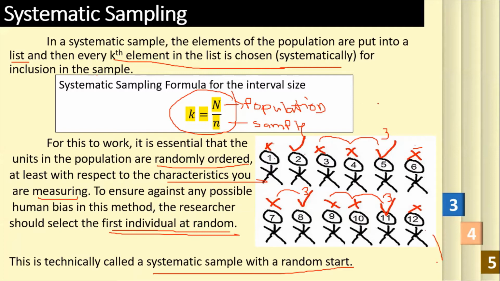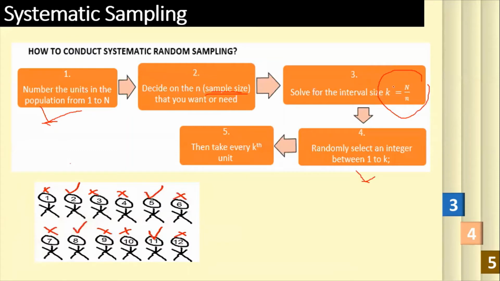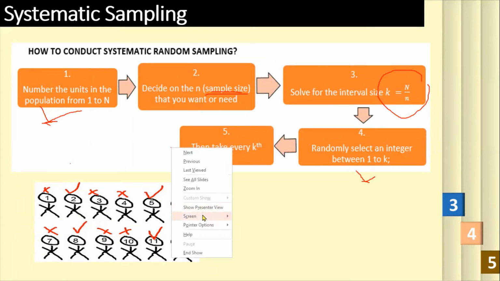So, notice that imo din K dire is 3. But, ang imong first nga sample is si ika-2, tungod kay random man ang start. So, sa random nga pagpili, si ika number 2 ang napili. So, dito na lang ka mag-start. O, K equals 3. So, this is how to conduct the systematic random sampling.